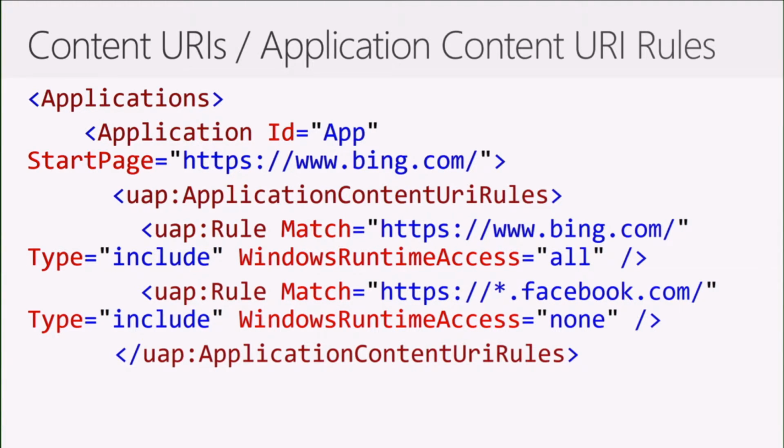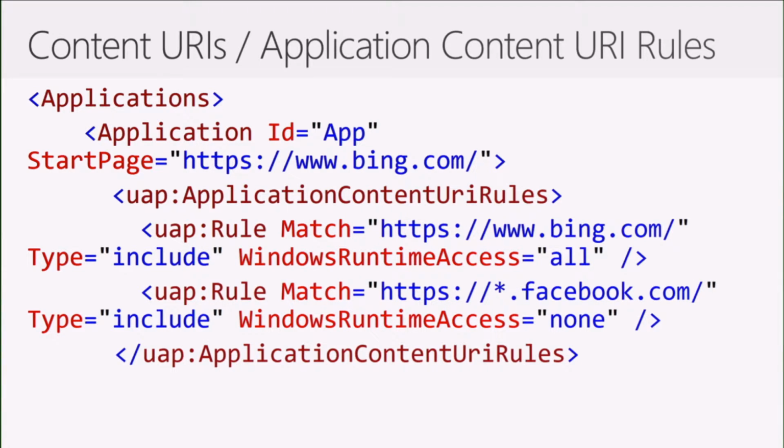This is what the start page looks like, where I've set mine as bing.com. And this is what the content URIs look like, or application content URI rules. You're able to define a URL that you'll match on. So say I'm creating the bing.com app in this instance. I'll have my main URL, my start page URL, be bing.com. I'll include it in my content URI rule so the app host can navigate there. And then I'll also give it Windows Runtime access, or UWP API access, to the entire set of Windows APIs.